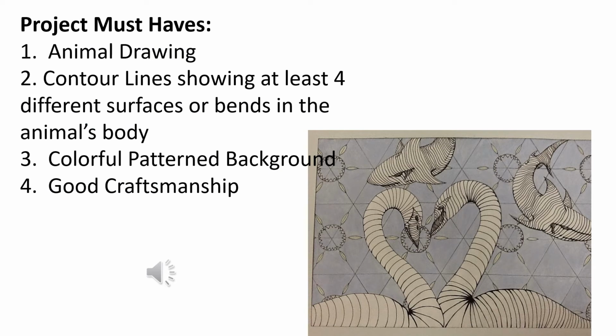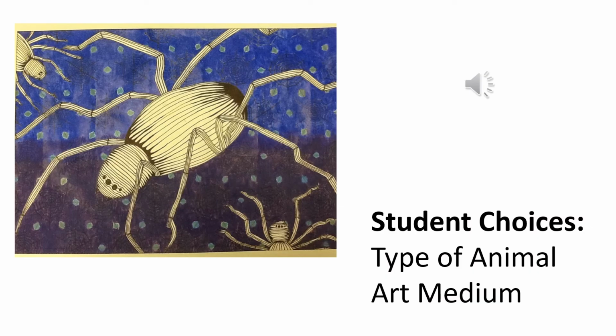Here is an example of a student-created project following the must-haves for this assignment. Our project must-haves are, number one, an animal drawing. Number two, contour lines showing at least four different surfaces or bends in the animal's body. Number three, colorful patterned background. Number four, good craftsmanship. Student choices: type of animal and art medium.